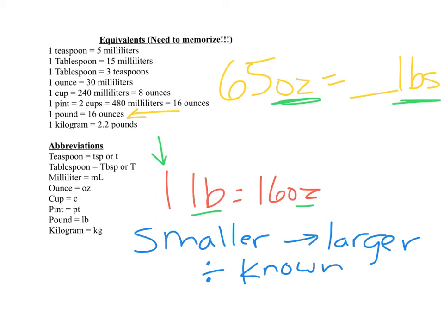So 65 divided by 16 is 4.0625. We could just round that and say that's about 4.1 pounds. And that's how we would get that answer. So every single time, as long as you know that, it makes it a little bit easier.